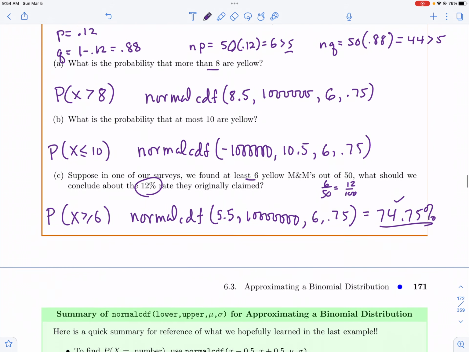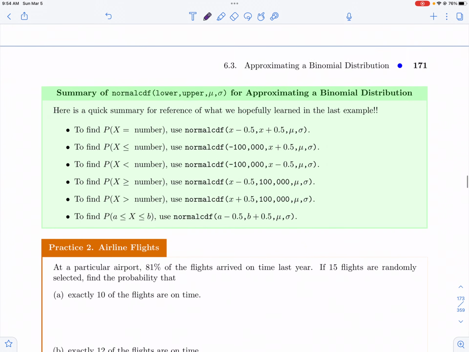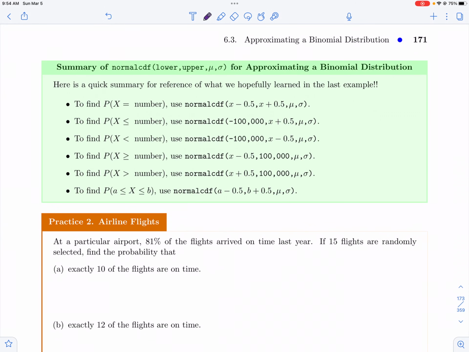So nice. All right, so again, just to summarize when we're going to use each and every one of these. The only one I didn't do an example of was the exactly one. So remember, we're never going to use normal PDF. So the way we deal with an exactly is if we were looking at the probability of getting exactly 8, then we would do normal CDF, 7.5 to 8.5, and then whatever our mean and standard deviation was. So otherwise, I kind of addressed all the other ones there.